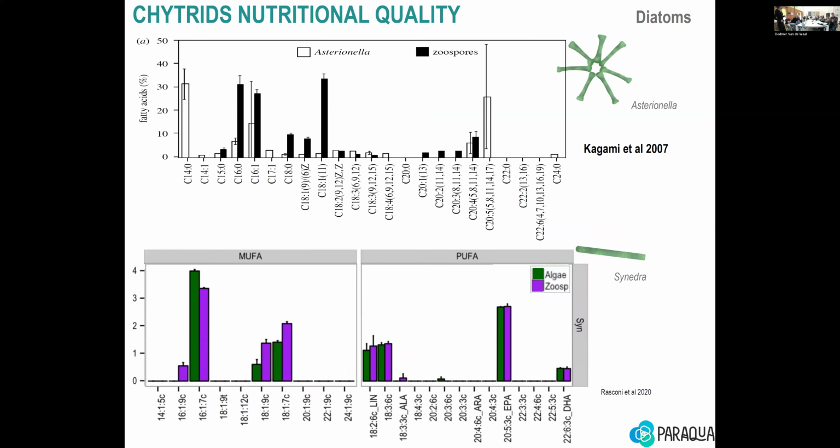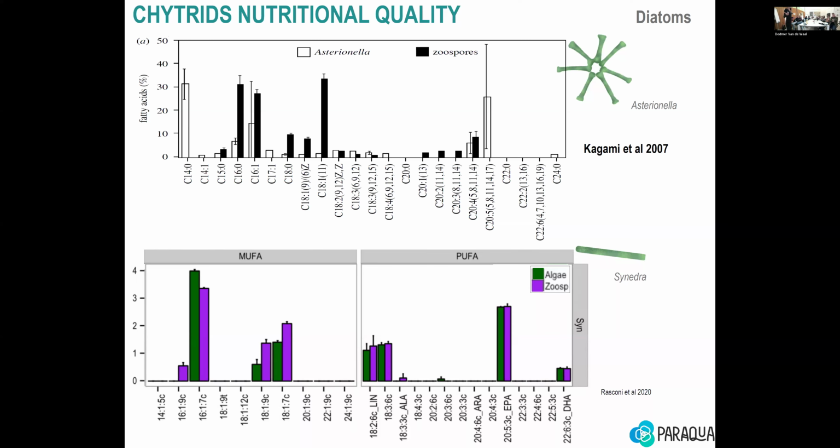And so, yeah, this is the last piece of the work from Michael in 2007. I mean, she was doing really astonishing work. It was incredible. It was 2007, and she was already realizing that, of course, the nutritional quality of this work can be important. So she measured the nutritional quality of the Asterionella and the zoospore, and we did it a few years later with the Synedra culture from Silke.